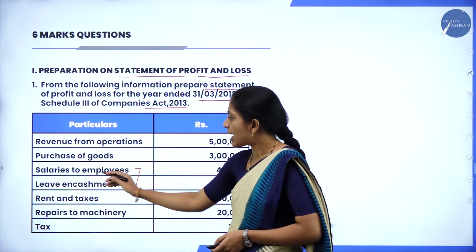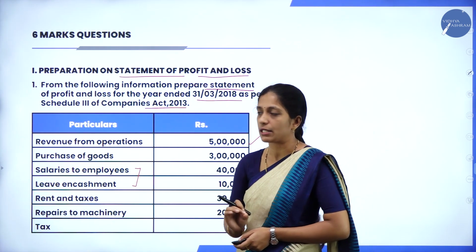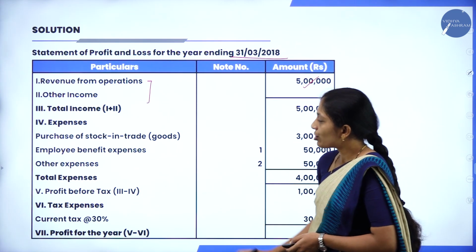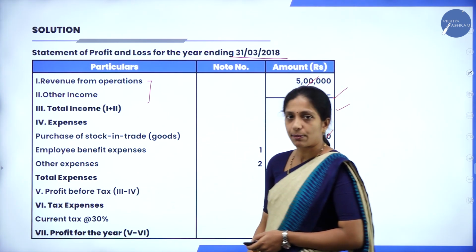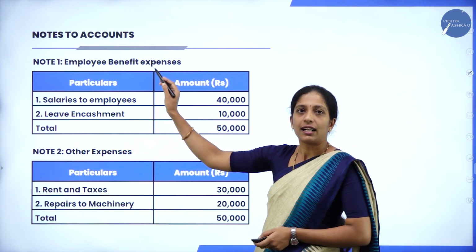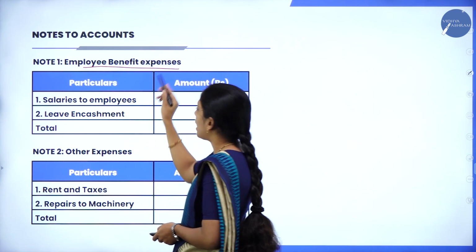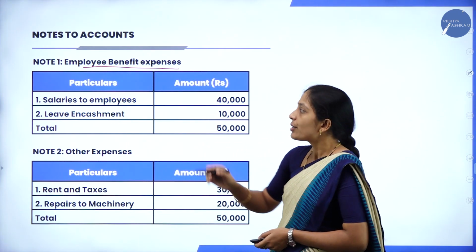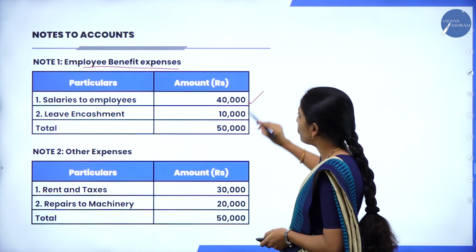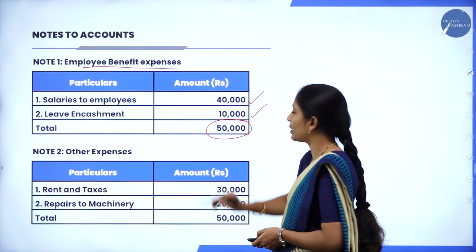So hope you are clear. Salary to employees and leave encashment comes under employee benefit expenses. So I have written employee benefit expenses, for which we have to prepare a note. You will write the heading under working note. You will write notes to accounts. Under that, note number 1, employee benefit expenses. So I will take those two. Salary to employees 40,000, leave encashment 10,000. So overall it is 50,000.